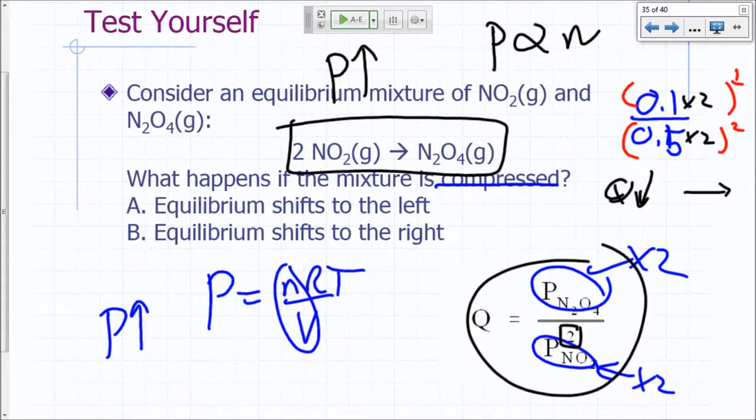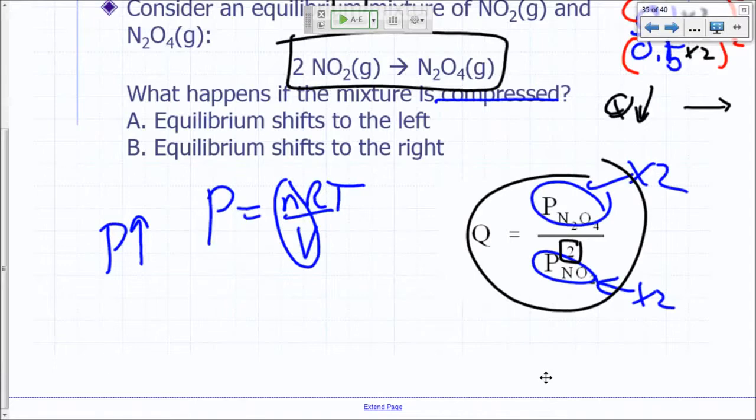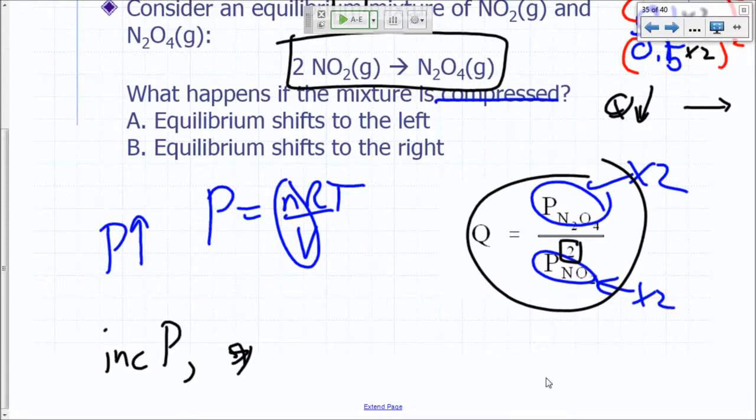What will the system try to do? What's the opposite of increasing the pressure? Decreasing the pressure. So how will the system try to decrease the pressure? It will shift to the direction with fewer moles of gas. Okay? So here's what you do. Increasing the overall pressure, in response to that, you expect the shift to the side with fewer moles of gas.